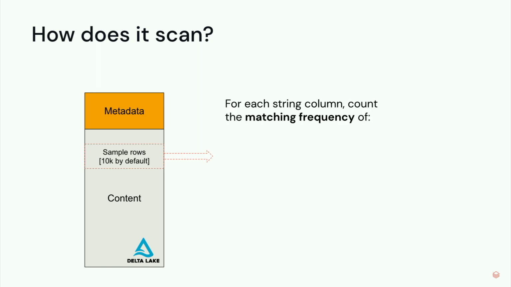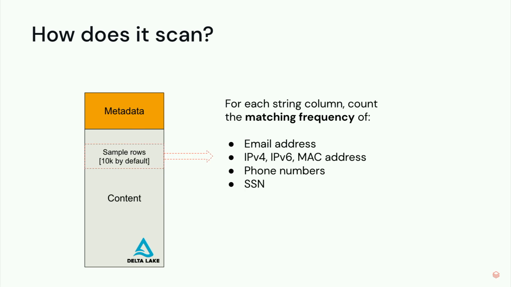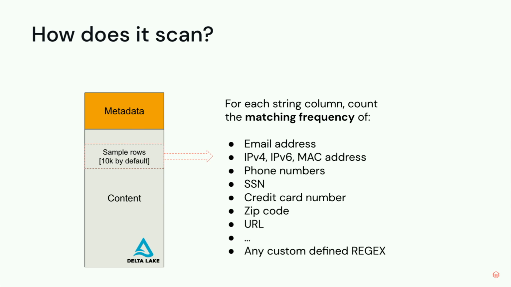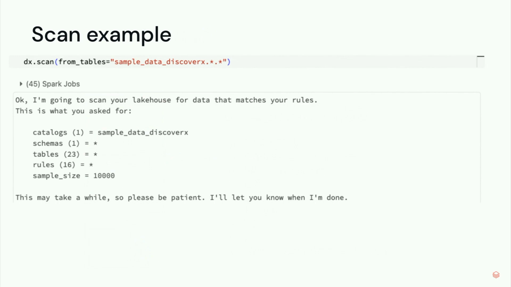And for each string column that we encounter, we count how many times the regular expression matches the specific row. And that gives us a percentage of rows for each column that contain email addresses, IP, and so on. So for all the types that we have, and any custom data type that you might provide. So this is an example.